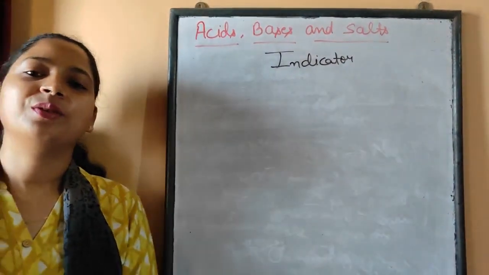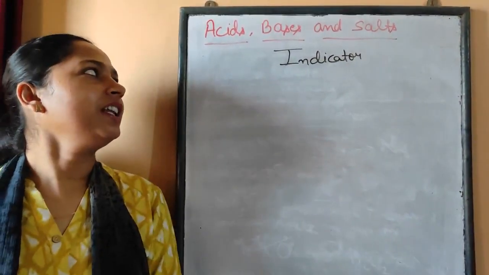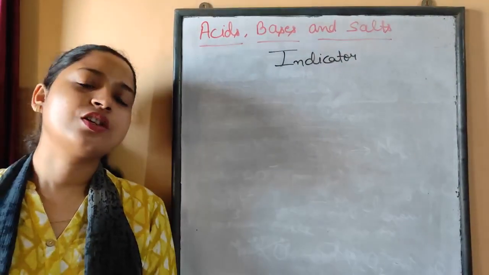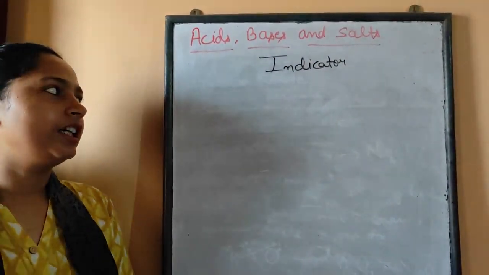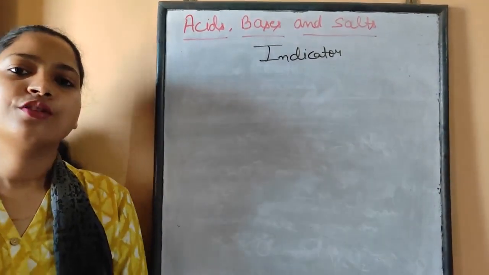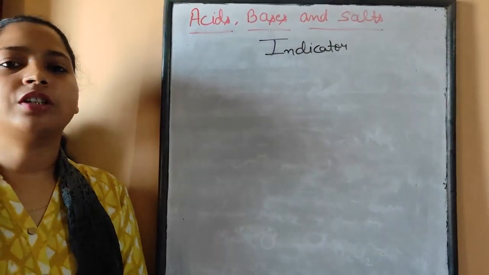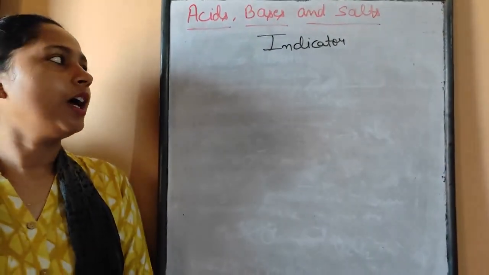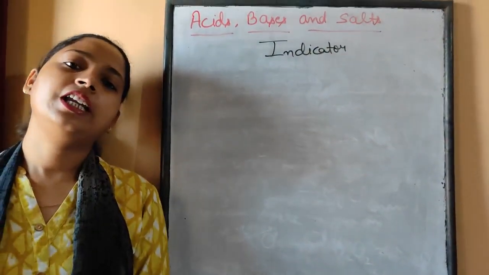Students, today we are here again with the chapter Acids, Bases and Salts, and in this lecture we have to cover the indicators and we'll try to cover the properties of acids. In the last lecture we had read about the types of acids and bases on different bases. Now we are here with the term indicator.